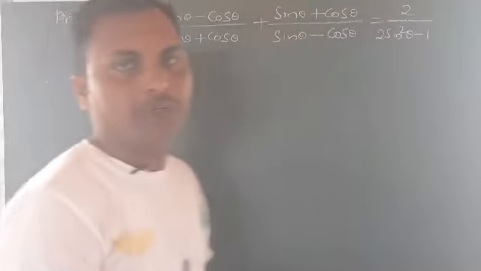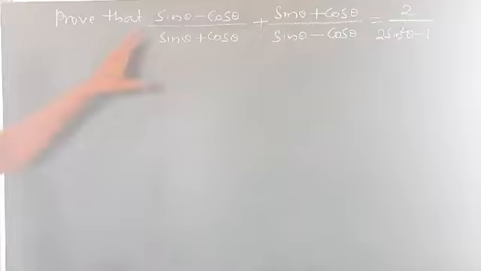Well students, we have here the next problem. Prove that (sin theta minus cos theta)/(sin theta plus cos theta) plus (sin theta plus cos theta)/(sin theta minus cos theta) is equal to 2/(2 sin square theta minus 1). Okay, so this we need to prove here.